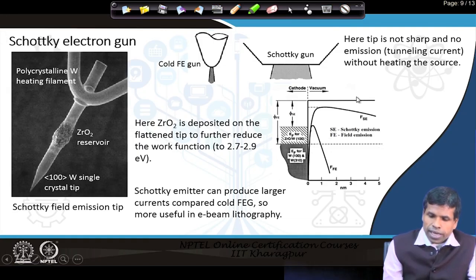Again, a Schottky emitter can produce larger current as compared to the field emission gun. Why can it produce the larger current? Because here the tip is wider, so more electrons can be generated from the tip, and therefore the current will be higher as compared to the very sharp tip in the field emission gun. Almost everything is the same in the Schottky and field emission guns, except that in the Schottky emission gun we provide temperature and the tip size is larger. Otherwise, in both cases, the field is applied. In one case, temperature is applied; in the other case, temperature is not applied.